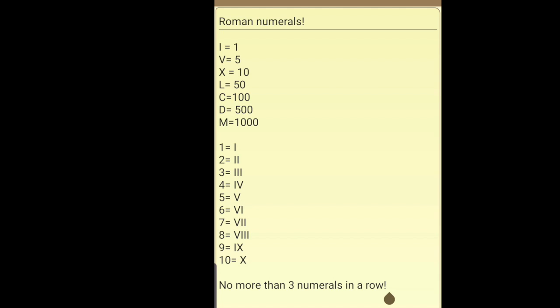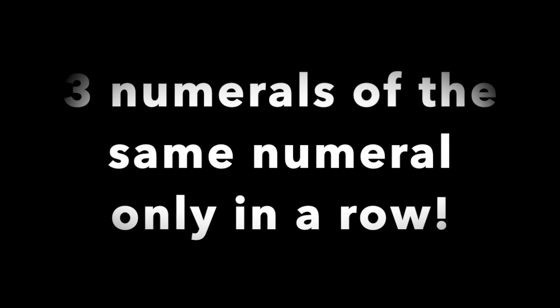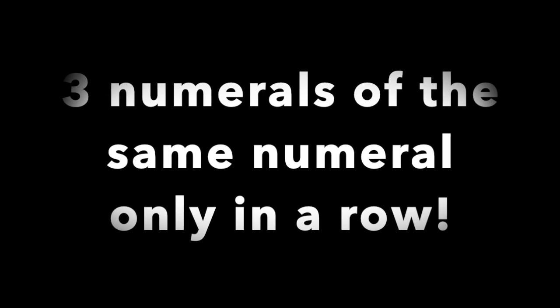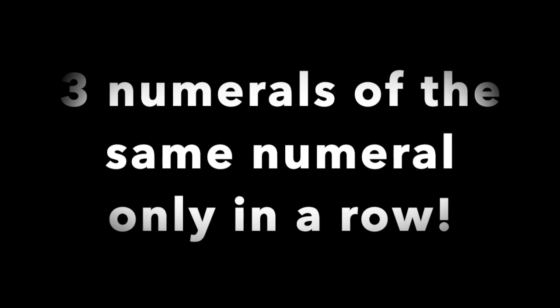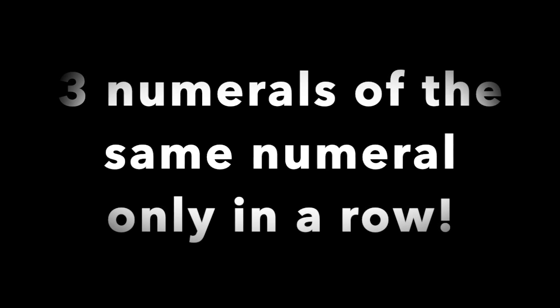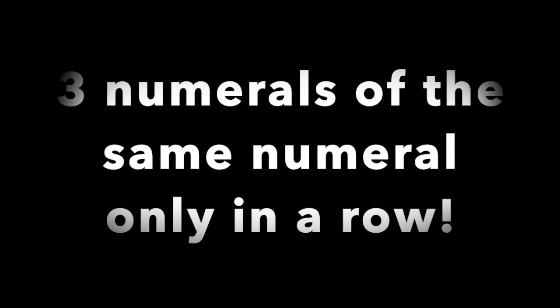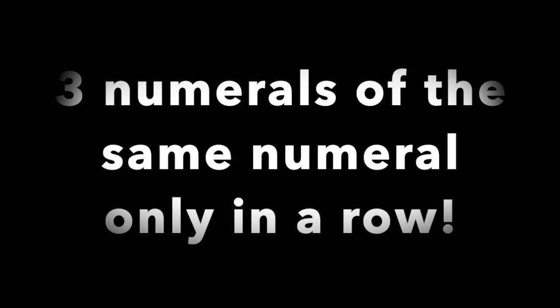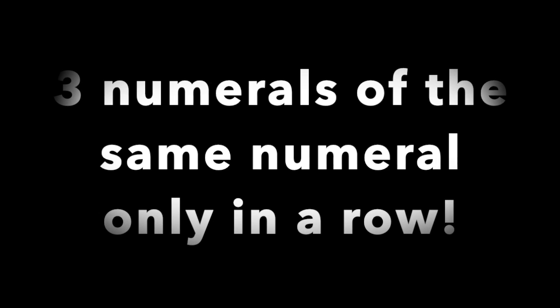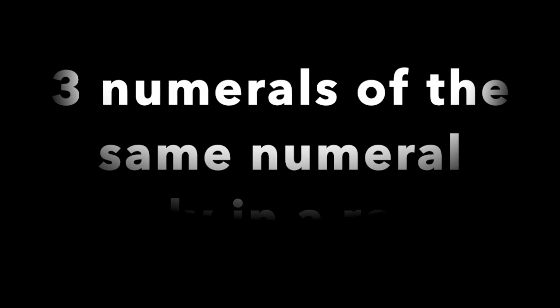So there is a rule for how it is written. There are several. One of the rules is that you can only have 3 of the same numeral in a row when you want to write a number with numerals. So for example, 3 can be III, but it cannot have a 4th I or a 5th I, or more than 3 I's.